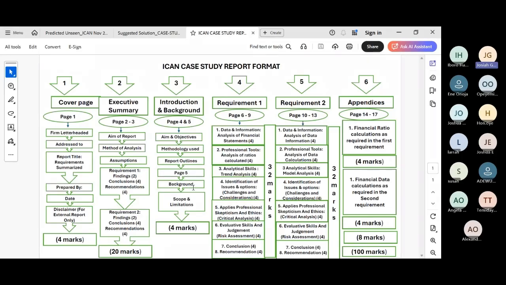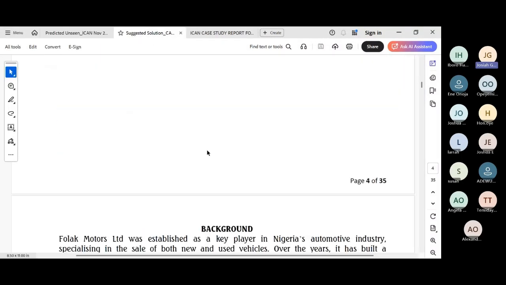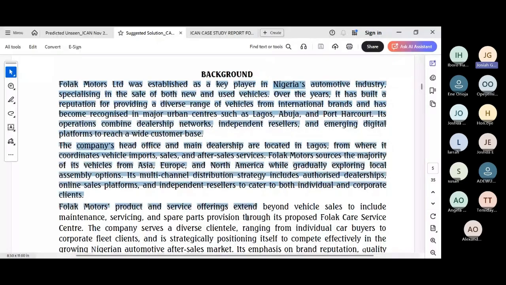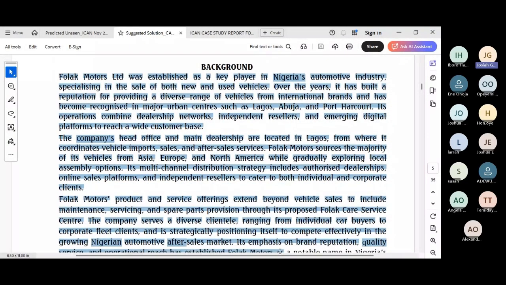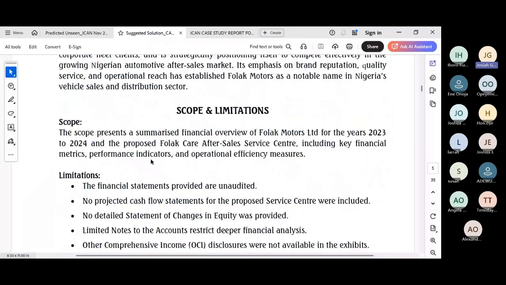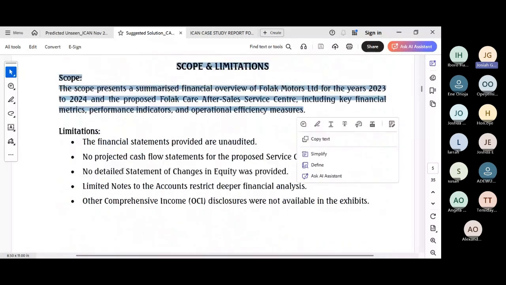Then when you come to background, the actual background will be provided on the exam day. The background information of where the company is. In the Preseen, it was not provided, but on the exam day, it will be provided. But I just coined this logically from the Preseen. So have the background, then you have scope and limitation, and this is another 2 marks for you to glean.